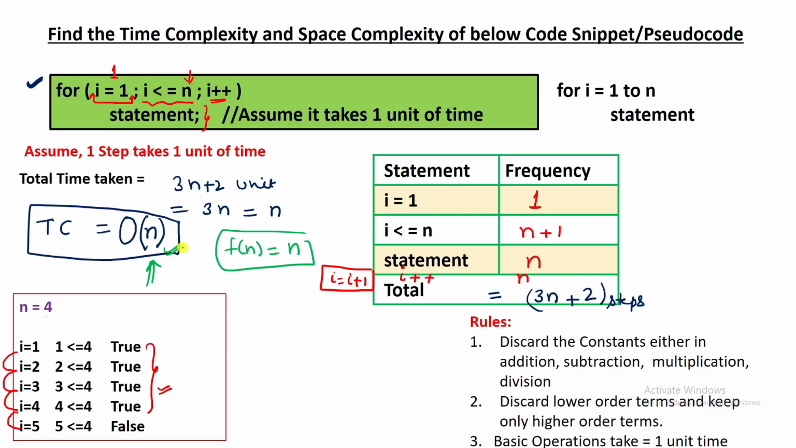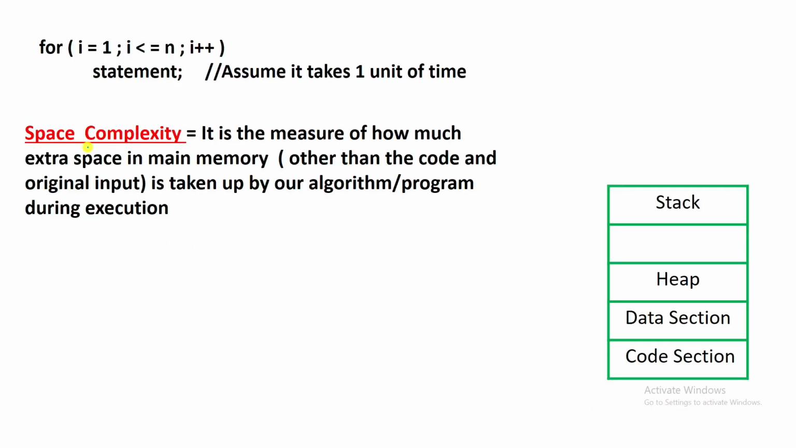Now let's find the space complexity for this question. Space complexity, as I have discussed in the previous video, means how much extra space in the main memory is being taken up by your algorithm during the execution. As I have explained, extra space means that we will not count the space taken up by your original code and the original input. We will count the extra things or extra data structures that you have taken in your algorithm to solve your question. They will account for the space complexity.